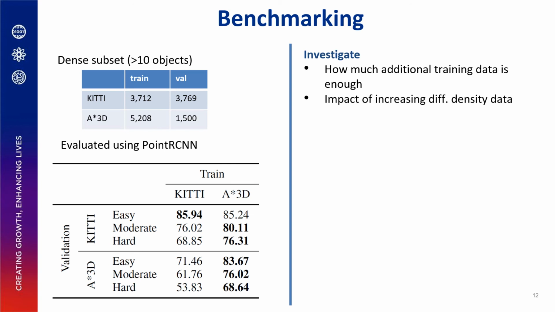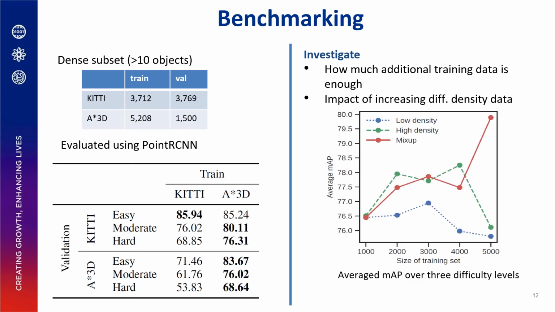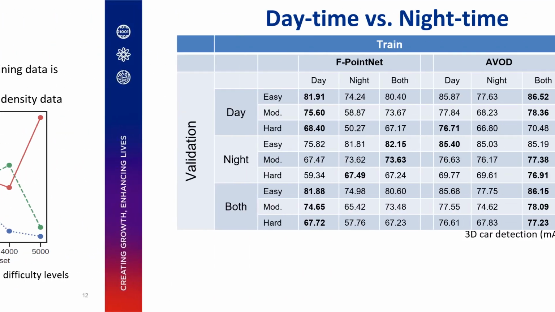We also want to investigate how much additional training data is enough and what the impact of increasing different density data is. So here we look at 3 different subsets: low density data, high density data, and a mix of both. What we observe is that for low density and high density, the mAP caps out even when we increase the size of our training set. However, for the mix, we do see a significant increase in accuracy.